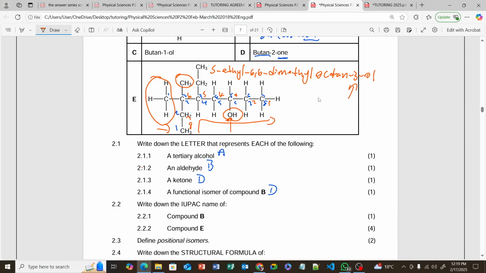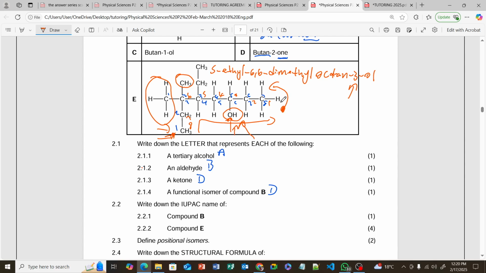So under normal circumstances, if this was not an alcohol, the numbering would start from here at the blue side. But now, since the numbering prefers the functional group over a branch, so a functional group takes precedence over a branch, we now start numbering from the right hand side towards the left hand side.